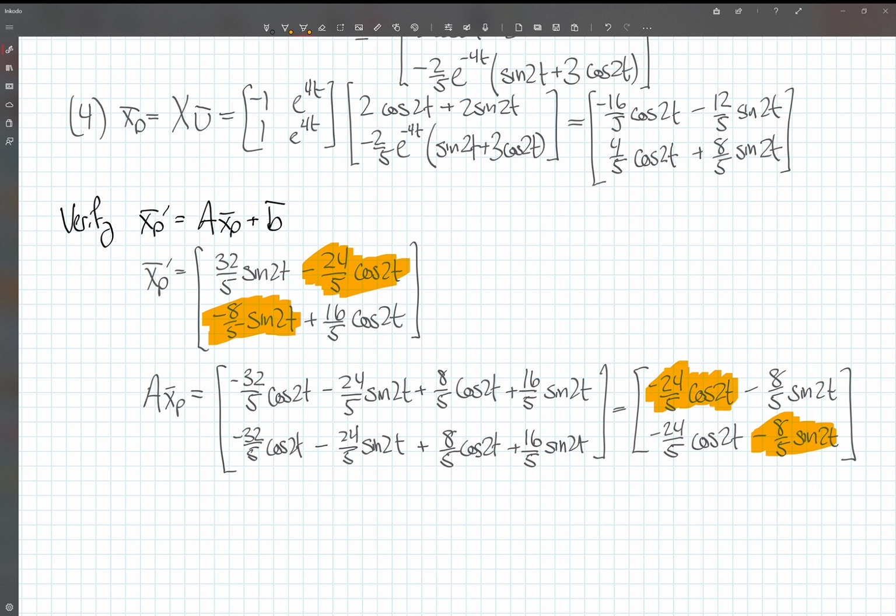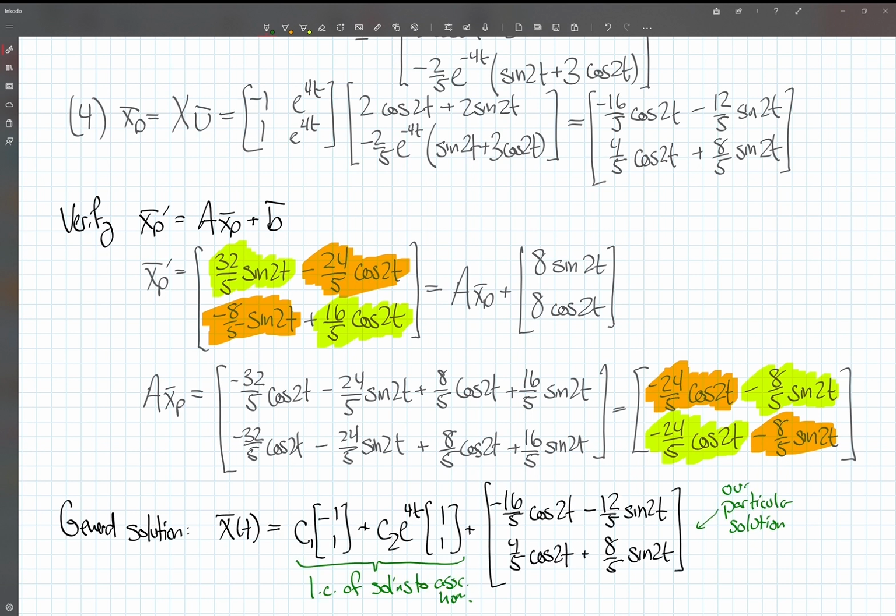In fact, what's missing from axp if we want to get back up to xp prime, well, we need to go from minus 8/5 to 32/5 sine 2t. That means that's, what, 40/5 or 8 sine 2t in the first component. And in the second component, we need to get from minus 24/5 up to 16/5. I think we need 40/5, or again, 8 cosine 2t's. And that's exactly right, because 8 sine 2t, 8 cosine 2t was b. Let's write down the general solution, which is just a linear combination of solutions to the associated homogeneous problem plus our particular solution.